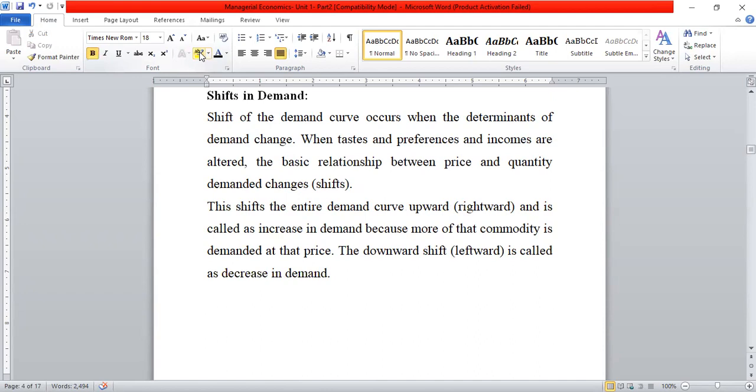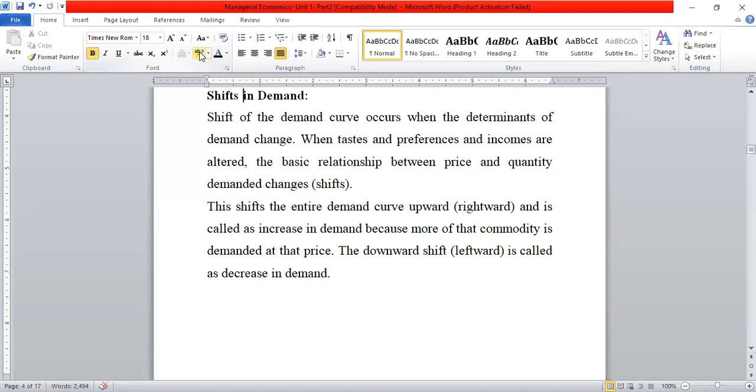There are a lot of factors. These factors are called determinants of demand. Whenever there is any change in these factors, according to that change, the demand also changes. So, when the price of a commodity increases, what will happen? The demand decreases. When the income of the consumers increases, the demand also increases.